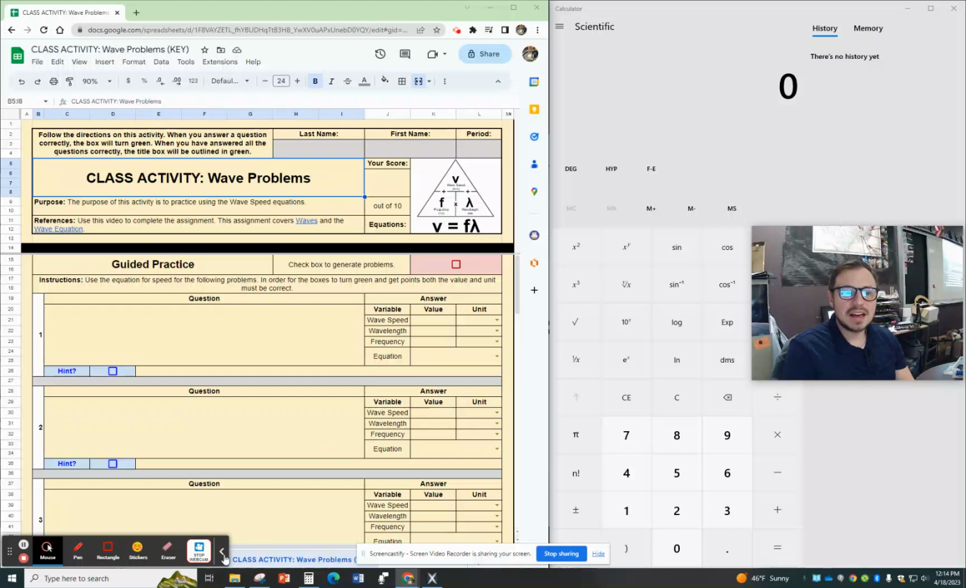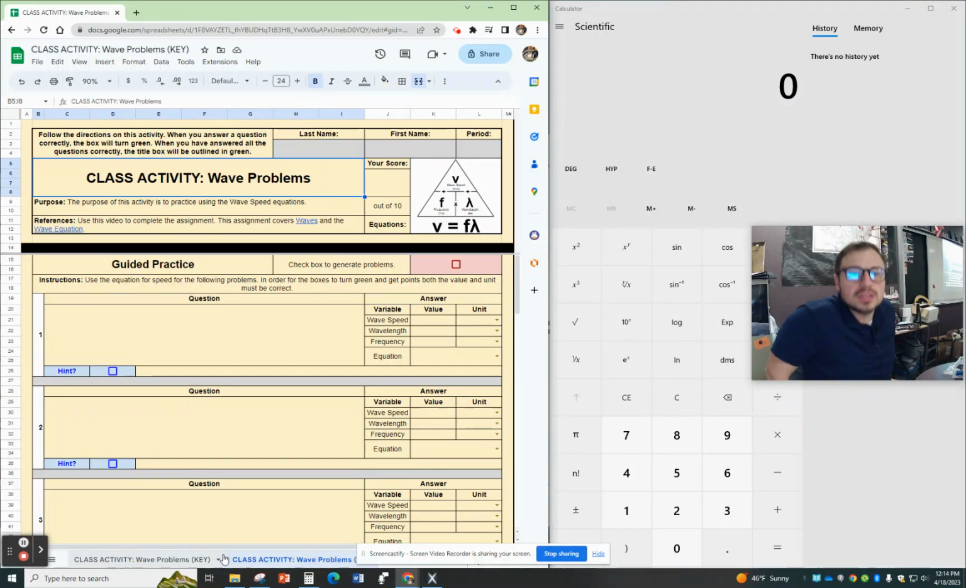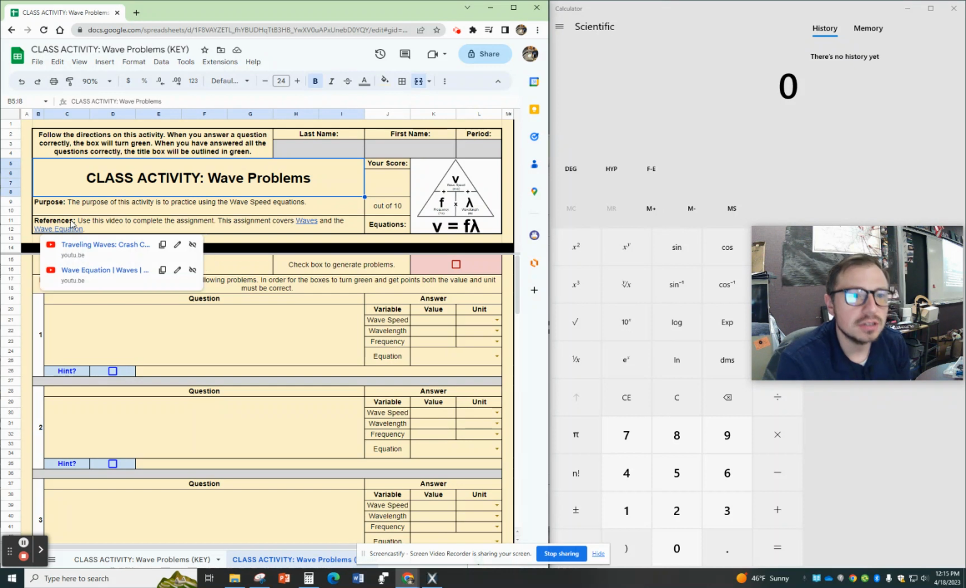All right, this is the class activity for the wave problem. So calculating the different parts of the wave using our wave equation. The references you can see here, there's obviously going to be this video, but also there are a couple of other videos on waves and using the wave equation.